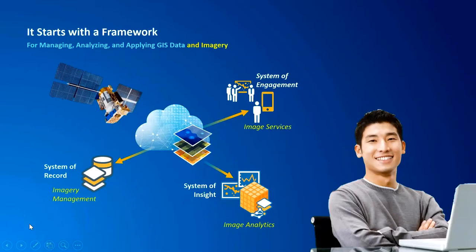Now, in order to do that, it starts with a framework. And the framework for imagery inside of ArcGIS is identical to what we do for all geospatial information. Most important is that you have a system of record, and that's authoritative data. And in our case, from an imagery management standpoint, that becomes your system of record. That high resolution, very precise, ortho-rectified imagery that served as that base layer.